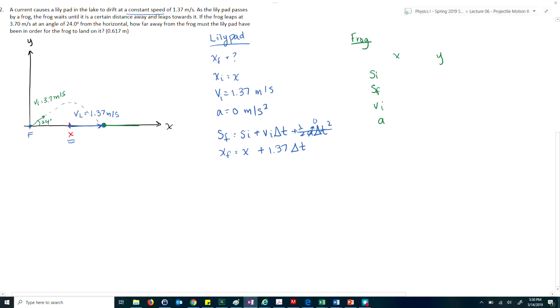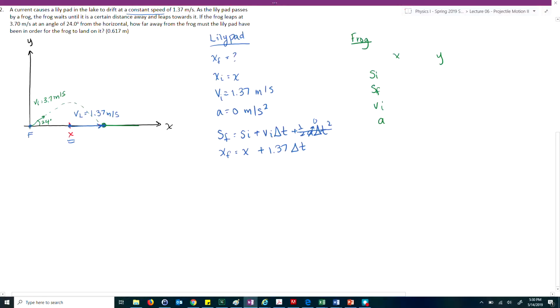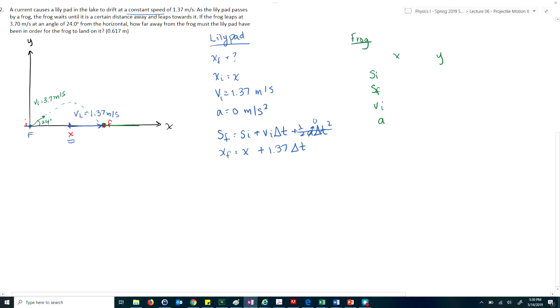So the initial position of the frog is right here, and the final position of the frog is right here. Initially the frog is at the origin, so its x and y components are both 0. At the end, the final position of the frog is on top of the lily pad.